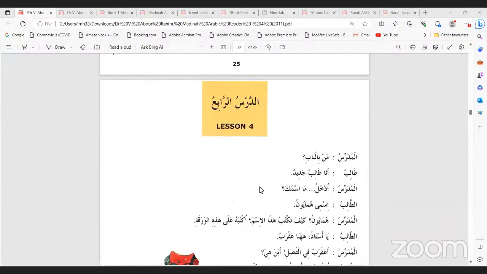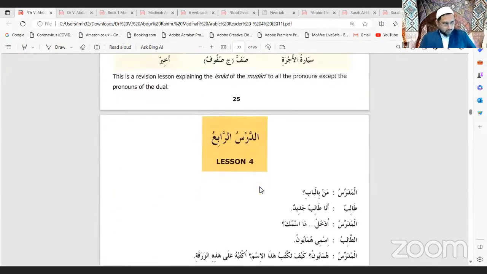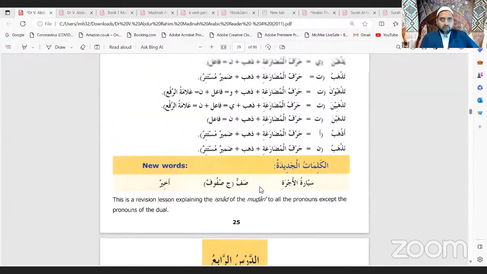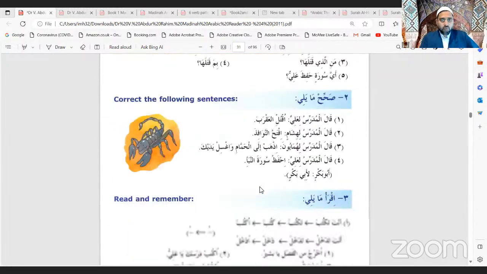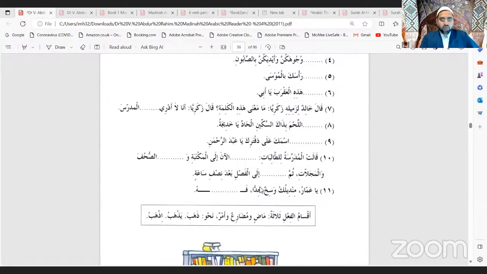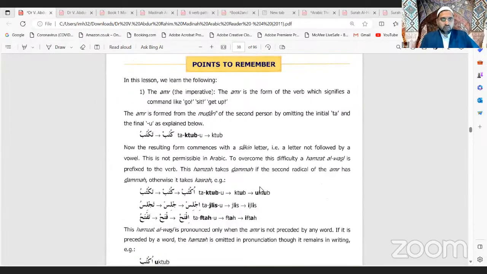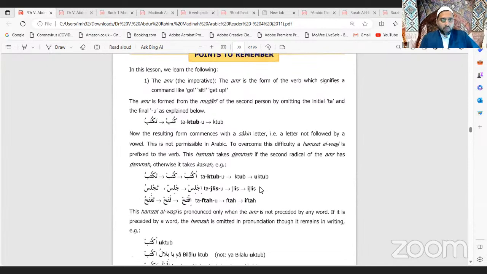Right, lesson number 3. Lesson number 4. I need someone to read the points to remember. So can I get Sister Sadiqa to read the points to remember of lesson number 4? This lesson is not that difficult. It's quite a straightforward lesson. This is just focusing on how to make the Amr itself. So Bismillah, Sister Sadiqa, go ahead.